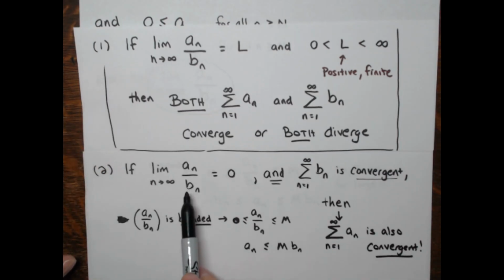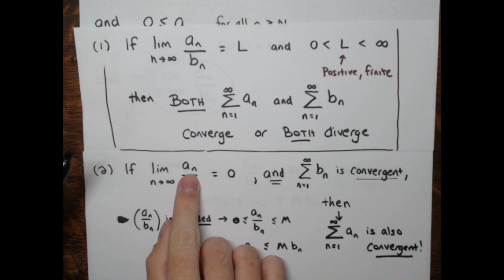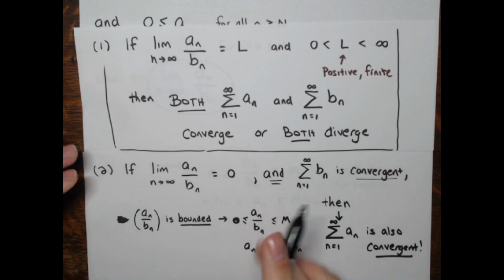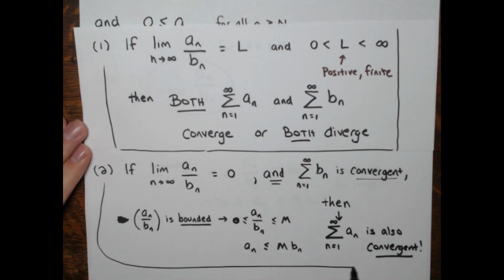Now be careful with this one. It's not the other way around. If this limit is 0, then you know the numerator converges, that's the a sub n's. Adding up all these a sub n, the smaller terms. If you know a smaller series converges, you really can't say anything about the larger one, about the b sub n's here. So this is the only time we can make a conclusion if the limit is 0.